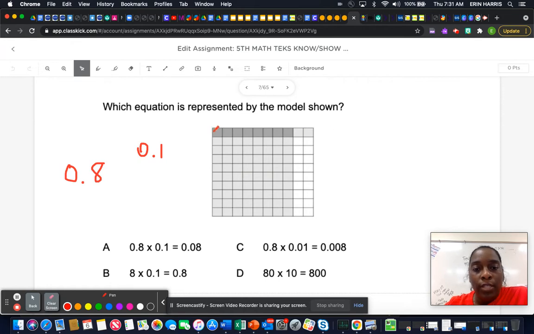And as you can see, this dark shaded area, we only have 1/10 that is shaded in, going horizontally. So we're going to go ahead and multiply this by 0.8 times 0.1. Okay.